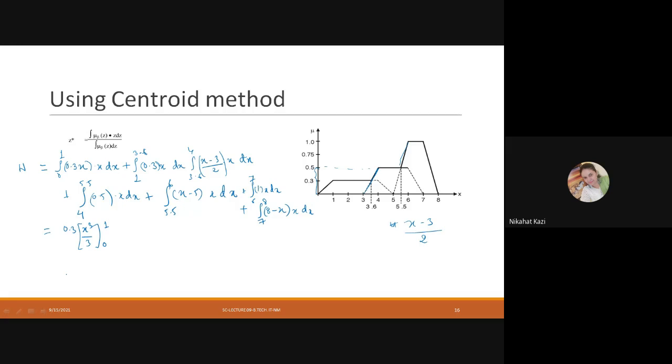Right? 3 you can take outside. Right or no? Integrations you know better. Then what you have to do? You just have to subtract this. 1/3 minus 0. You can remove this 3 out. So this is 0.1. So 1 minus 0. Correct? Next. x square by 2. Are you getting it?